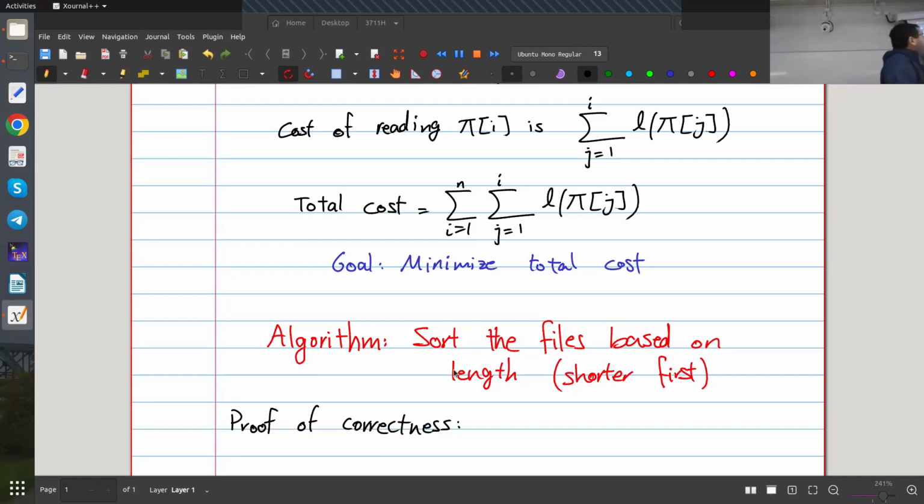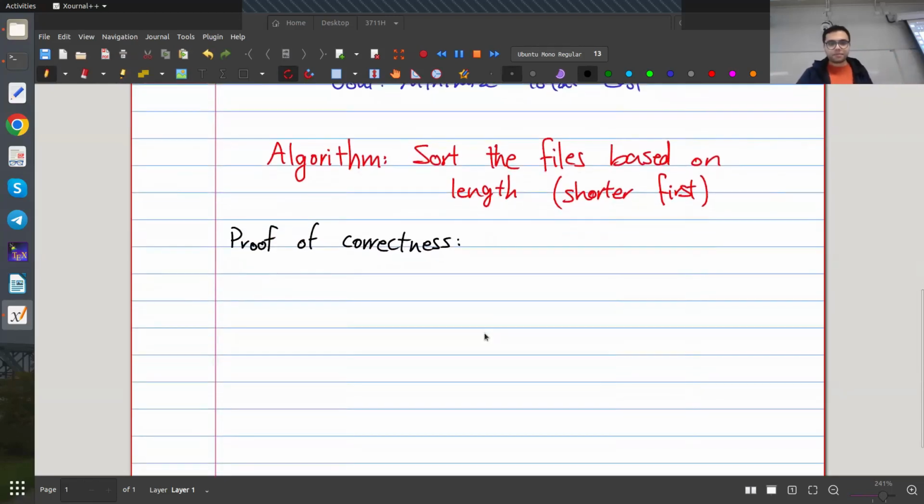Now, very importantly, I'm not claiming that the optimal answer is unique. Imagine if all of my files have the same length, if all of them have length 1, every permutation is an optimal answer, right? So I'm not going to say that the answer that I'm finding is definitely better than every other answer. I'm just going to say, if you give me some other answer, some other optimal answer maybe, I would show that my answer is not worse than that. It's going to give me either the same cost or a better cost. Okay, so this is my proof of correctness.